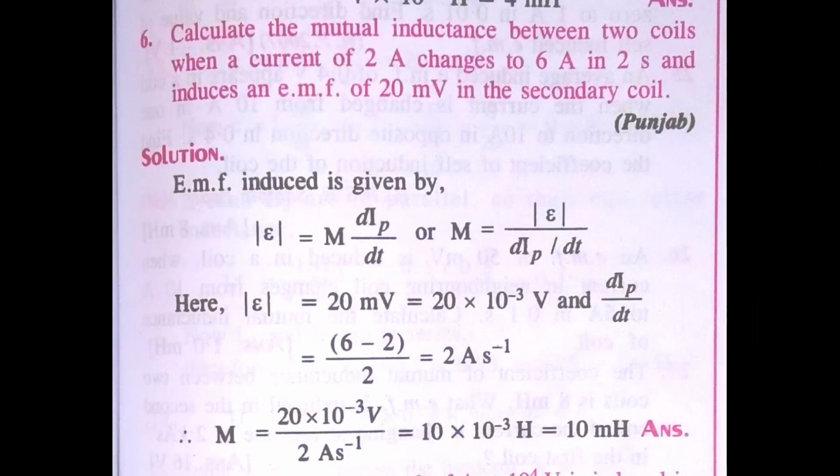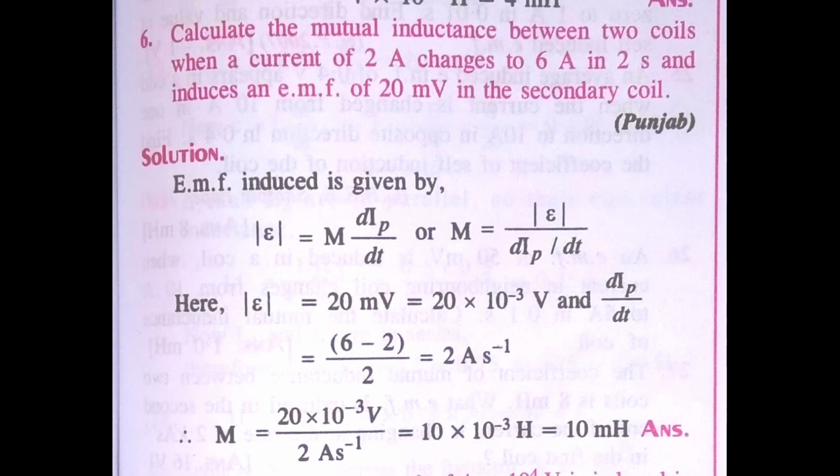Next question. For this question, we have to calculate the mutual inductance between two coils when a current of 2 ampere changes to 6 ampere in 2 seconds and induces an EMF of 20 microvolt in the secondary coil. We already know the formula of the EMF in terms of mutual inductance, that is epsilon is equal to M dIp divided by dt. So just rearrange this formula.